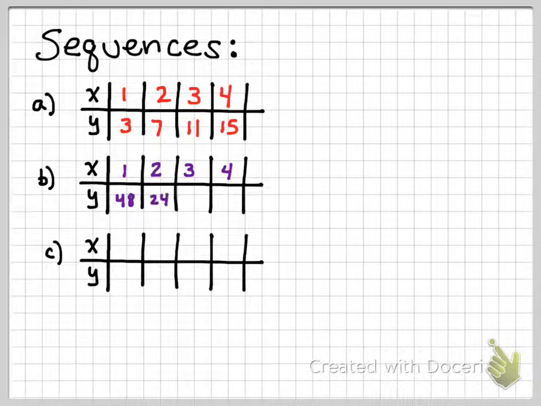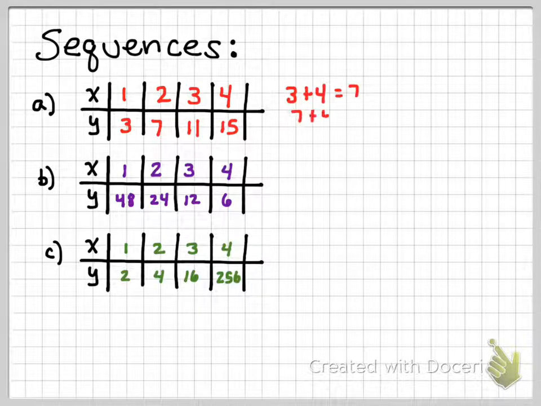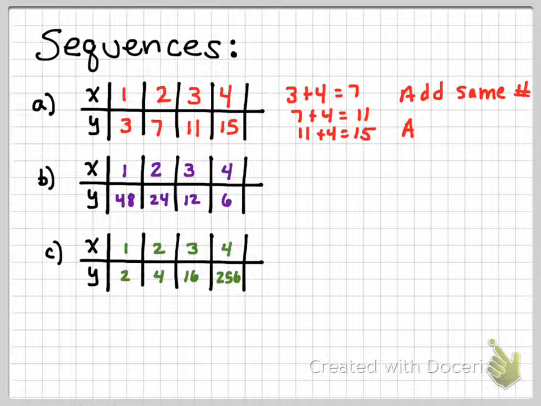For each one of these I'm going to use the x values of 1, 2, 3, and 4, and then I have different y values. Now notice for the first one here, for the y values, I start at 3 and go to 7, 7 to 11, 11 to 15, and notice each time I'm adding 4. Whenever you're adding the same number each time, it is considered an arithmetic sequence.